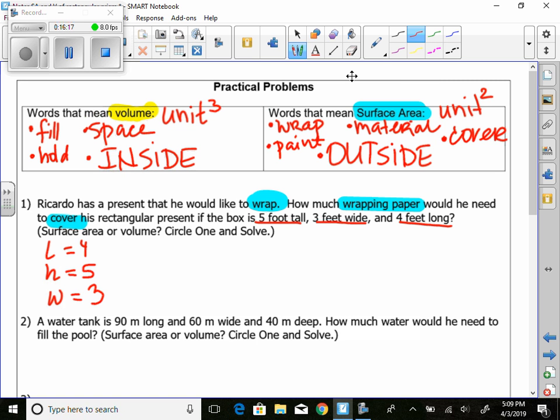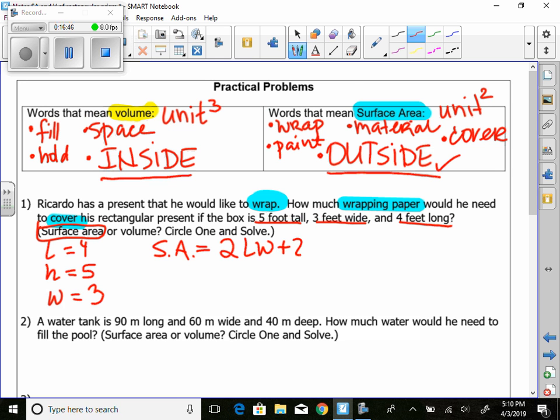So the way I like to think about this question is this. Am I going to take this wrapping paper and stuff it inside the box to fill in the space inside? Or will I take this wrapping paper and wrap it on the outside of the box? And I'm going to do it on the outside of the shape. So hope you do too. So this is your surface area kind of question.